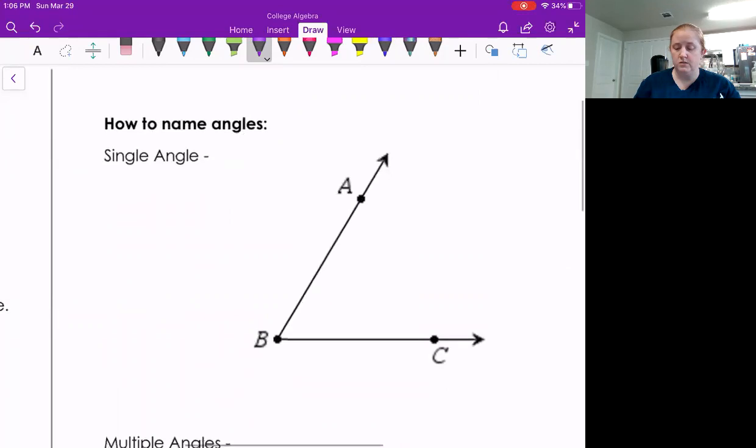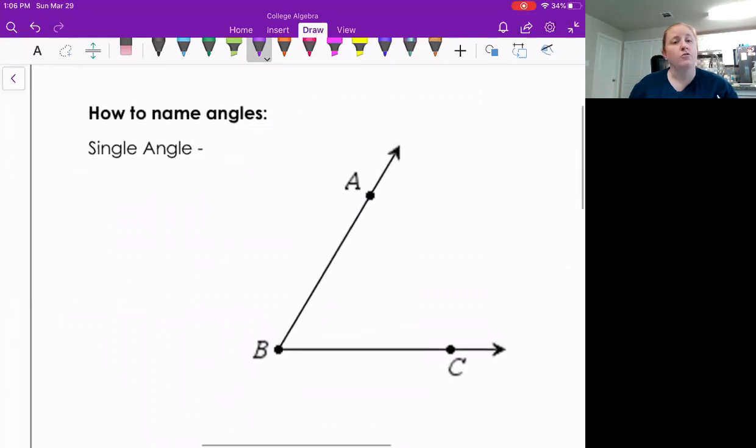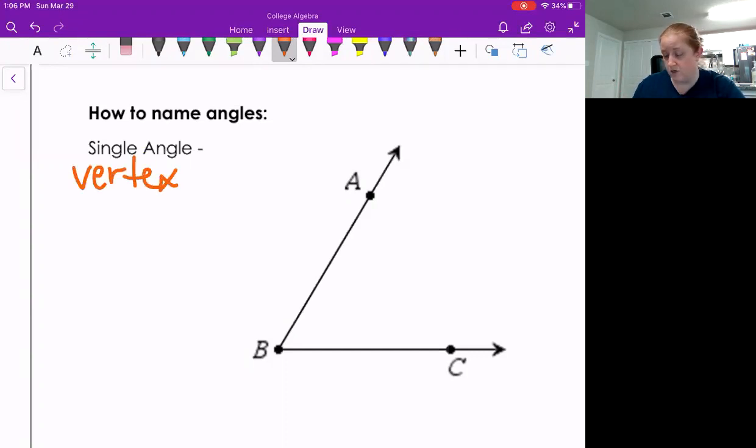Now, when we deal with naming, there's three different ways. One of those ways is if you're just looking at a single angle like we have here in the picture, meaning there's only one vertex point and there's only two rays happening. This is our single angle. So when we're doing a single angle, we can use only the vertex. And that's our faster way, using the vertex. So in this case, our vertex is our point B.